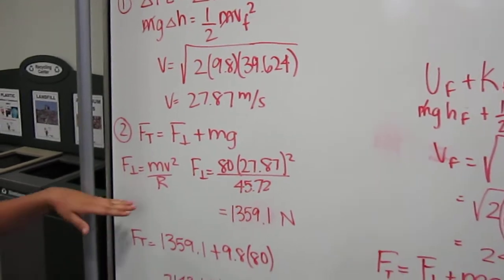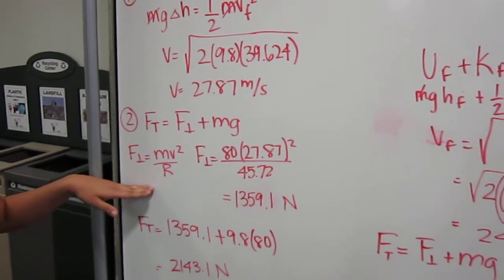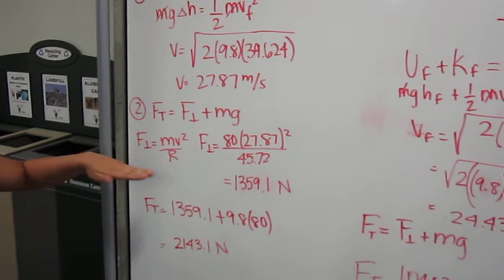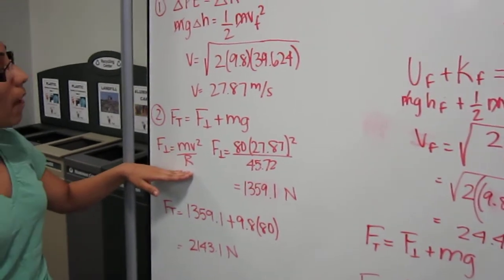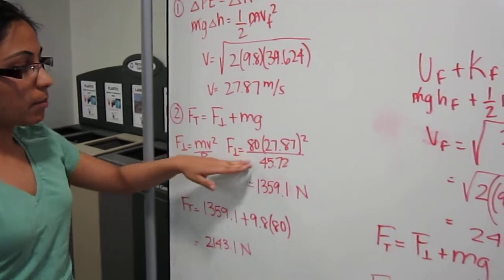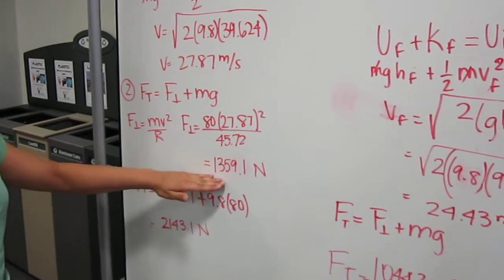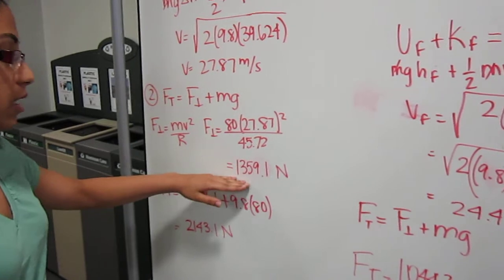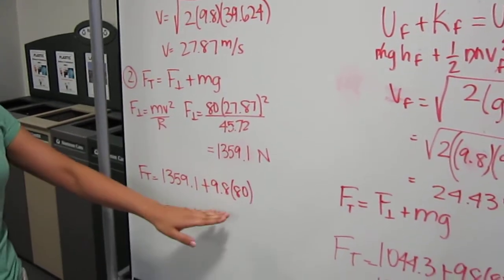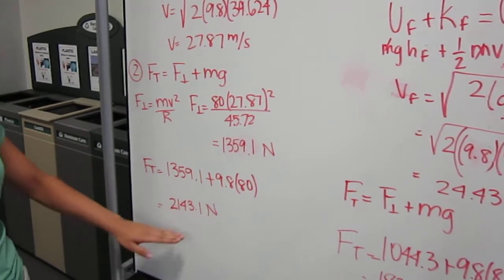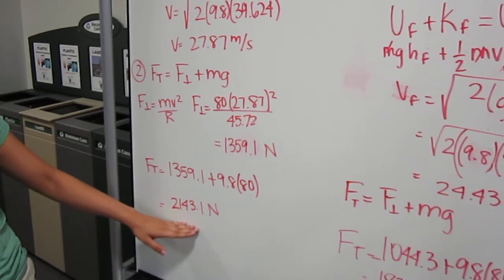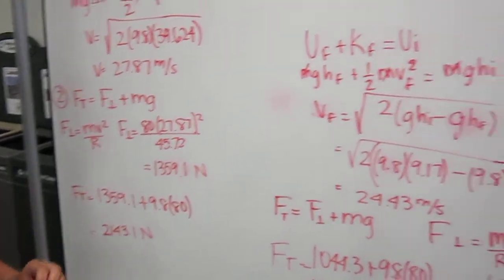Then we go to finding the tension force, and in order to do that, we have to first find the perpendicular force, which is mv squared over r. Plug in the mass and the velocity found with the total length of the rope to find the F perpendicular, and then add that to the gravitational force to find the tension force, which is approximately 2100 newtons.